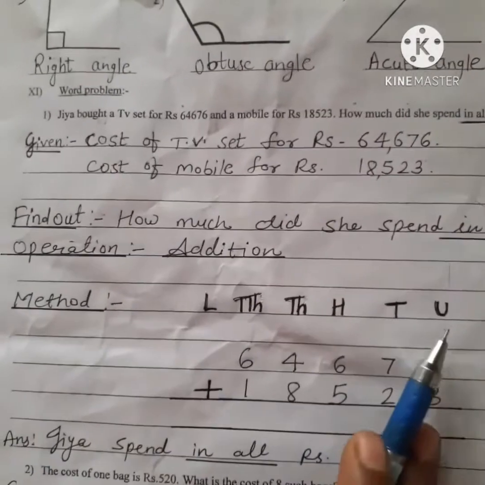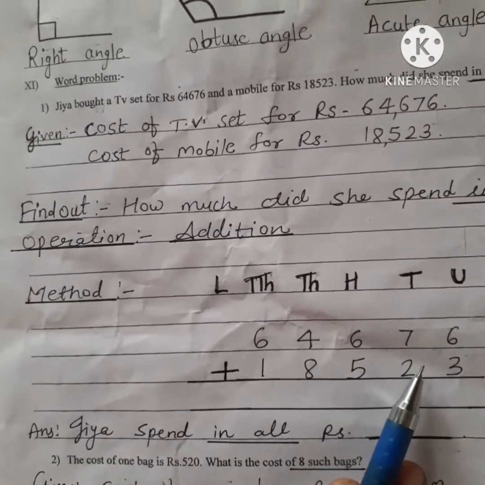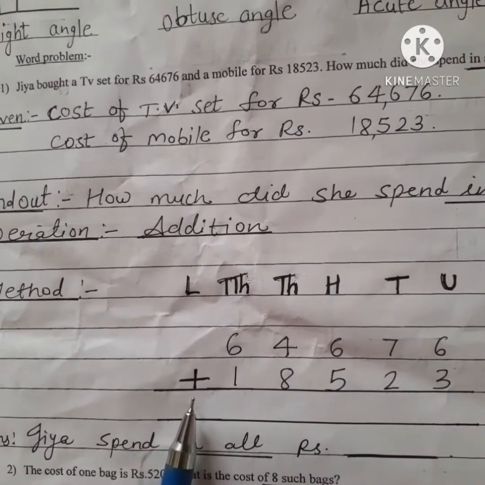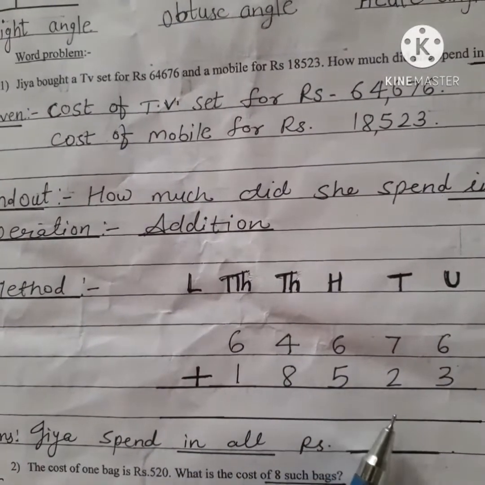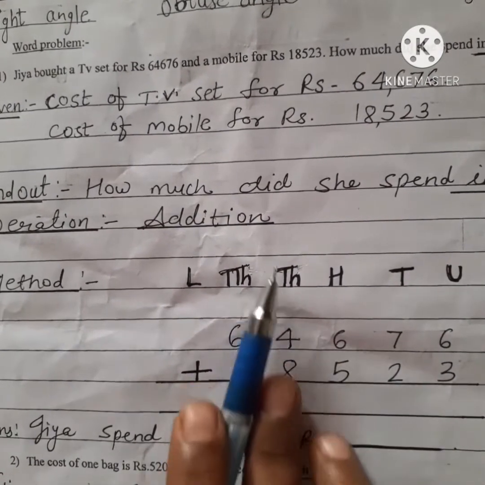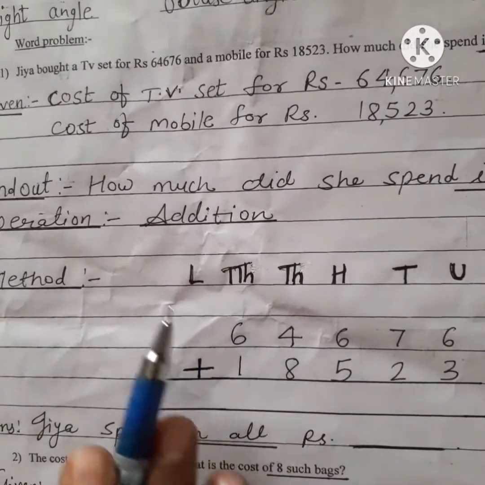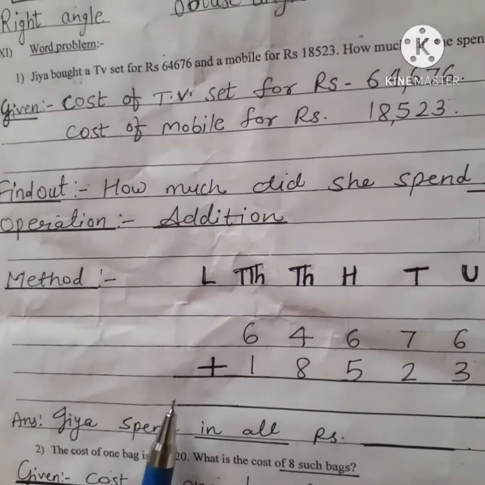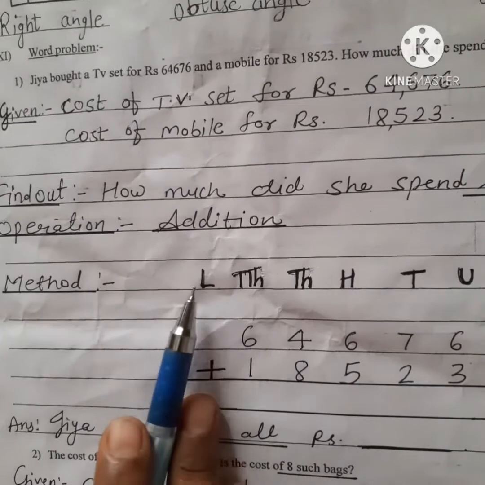Now method. In method you have to leave 2 lines and then you have to write the question: 64,676 plus 18,523. See, you need tens, hundreds, thousands, ten thousands and lakh place; we will write these because the answer can come in the lakh place also after adding. So you have to write this.